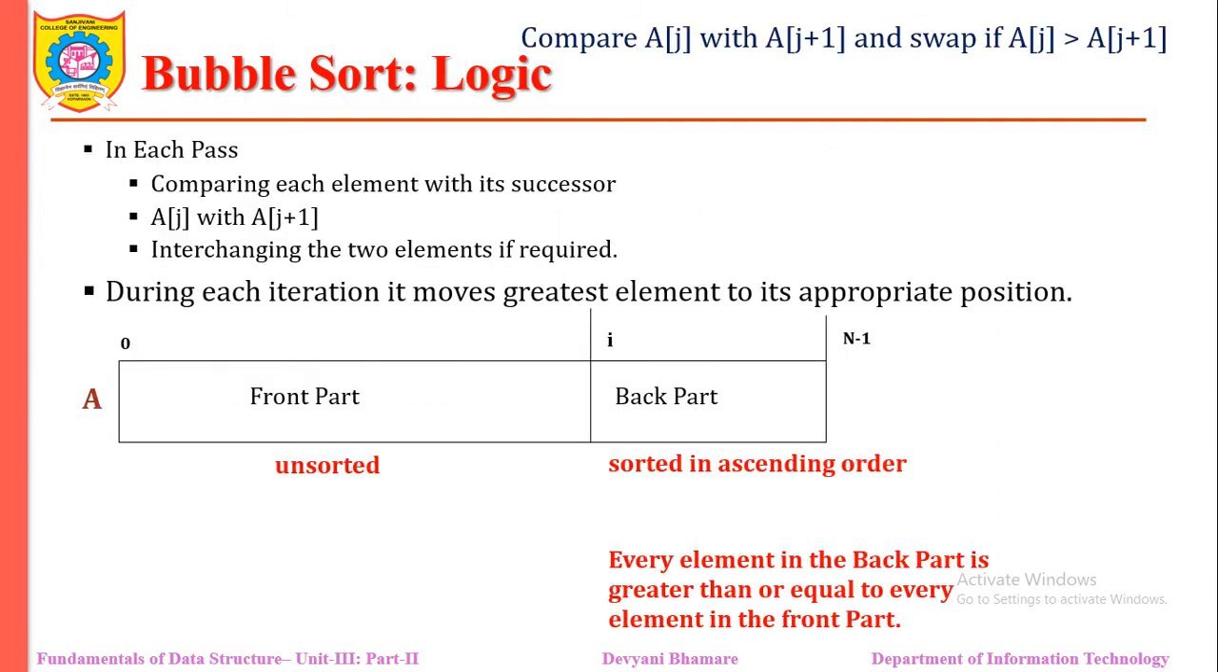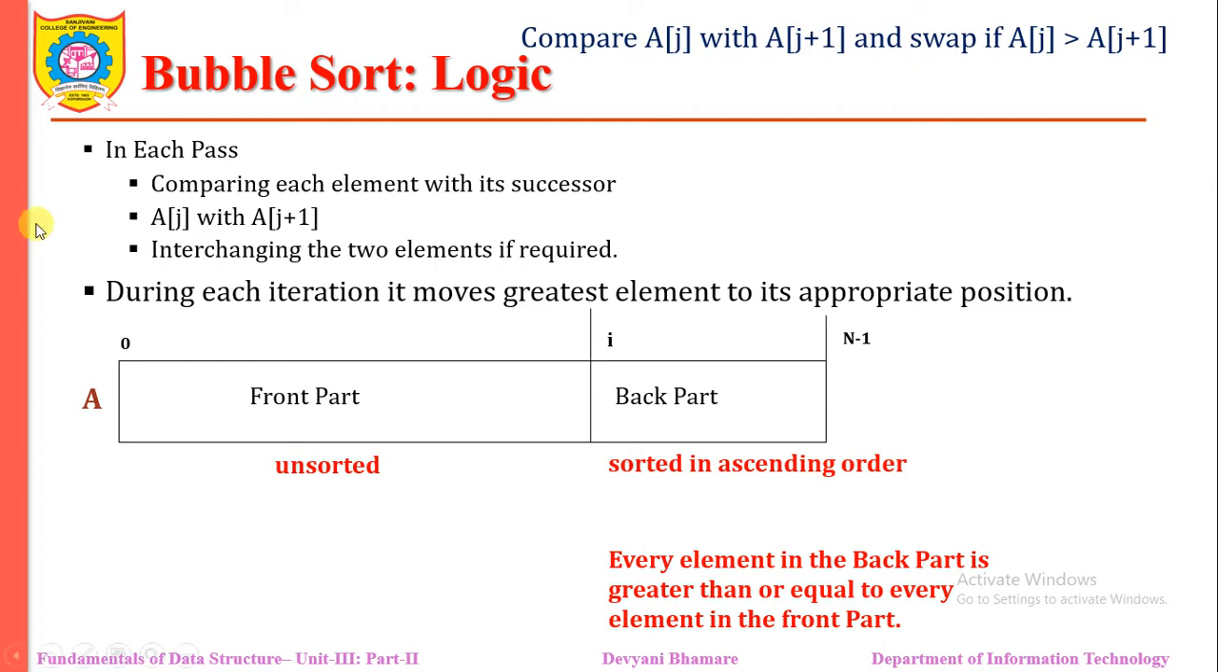So, we are comparing the successor element, means we are comparing element a[j] with a[j+1], and if a[j] is greater than a[j+1], then we swap in such a way that we are bubbling out the largest element. So in each pass we compare each element with its successor and interchange the two elements as per the requirement.